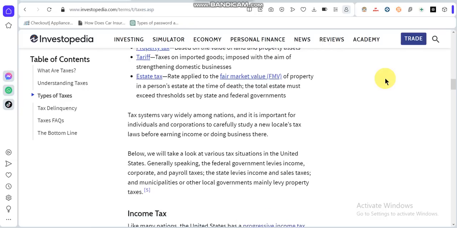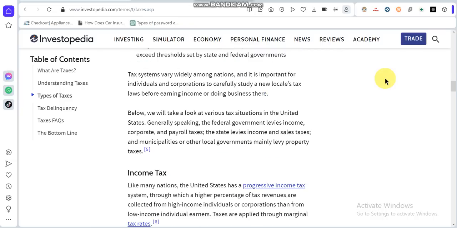Tax systems vary widely among nations, and it is important for individuals and corporations to carefully study a new local tax law before earning income or doing business there.